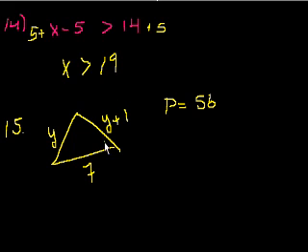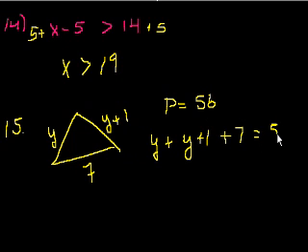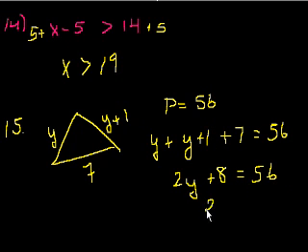So the perimeter of any shape is just the sum of the sides, right? So y plus 1 plus 7, right? That's the distance around the triangle. And that is equal to the perimeter, which is equal to 56. So let's see, we get y plus y is 2y plus 1 plus 7 is 8 is equal to 56.